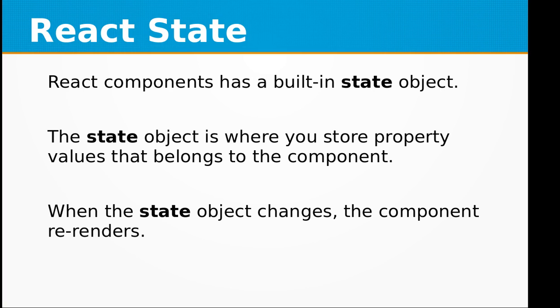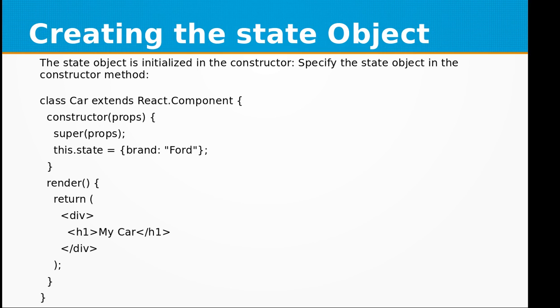React Components has a built-in state object. The state object is where you store property values that belong to the component. When the state object changes, the component re-renders. Let's look at how you can create the state object. The state object is initialized in the constructor. Specify the state object in the constructor method.